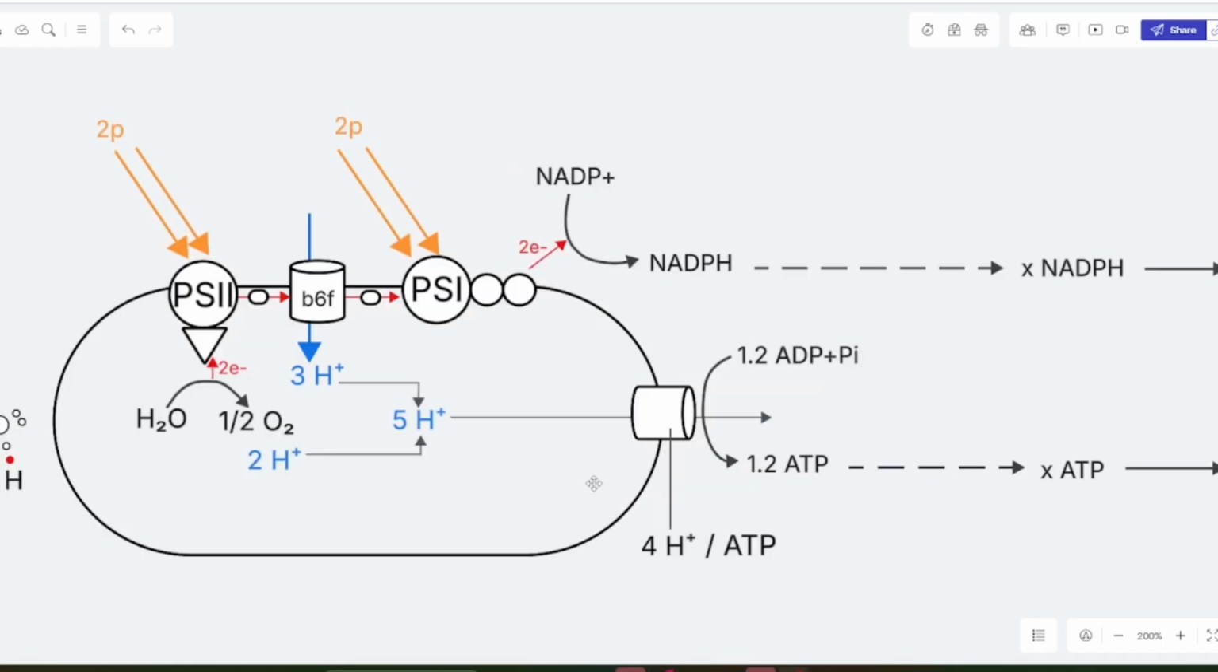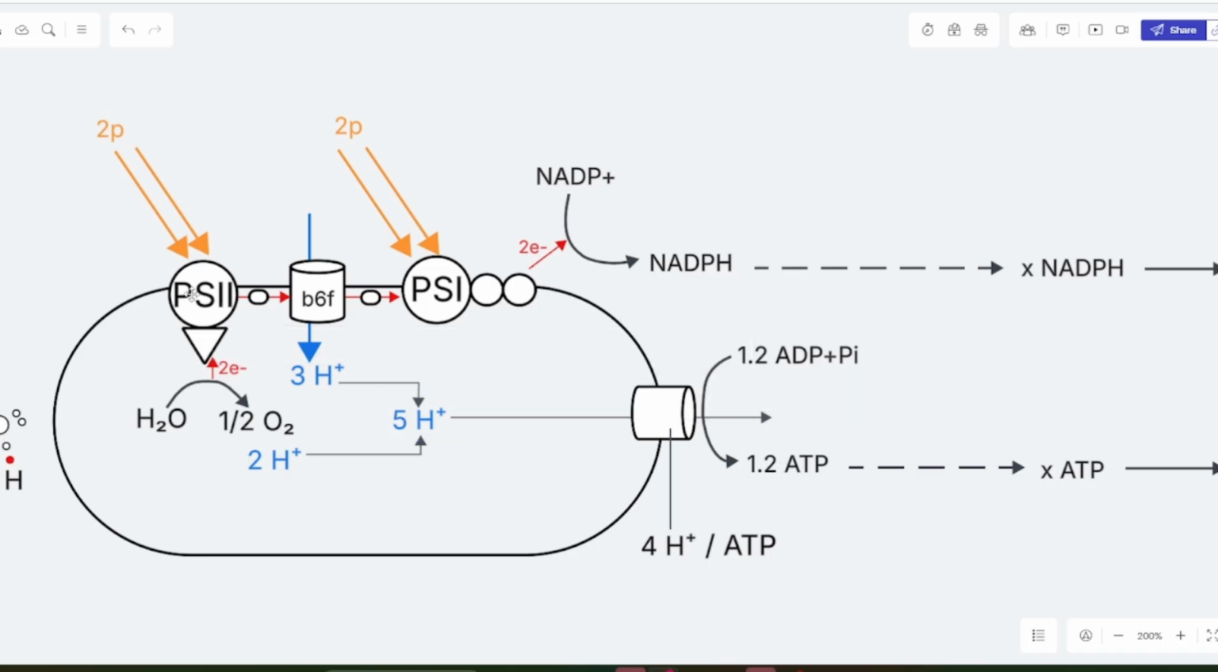Good, so doing a quick recap now. We said that we put in 1 water molecule and we got out half of an oxygen molecule, and we liberated 2 electrons. Those 2 electrons went through the electron transfer chain and ended up producing 1 NADPH. This process pumped in a total of 5 protons, which allowed us to produce 1.2 ATP.